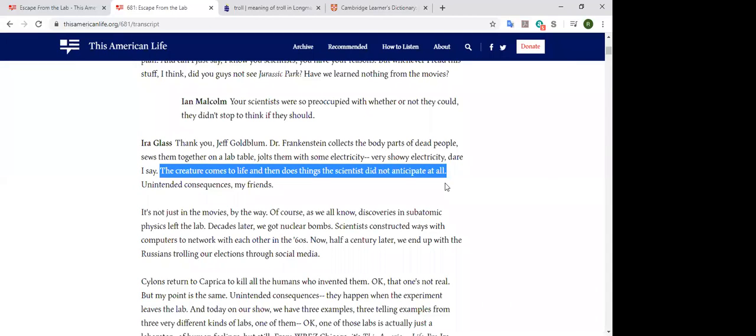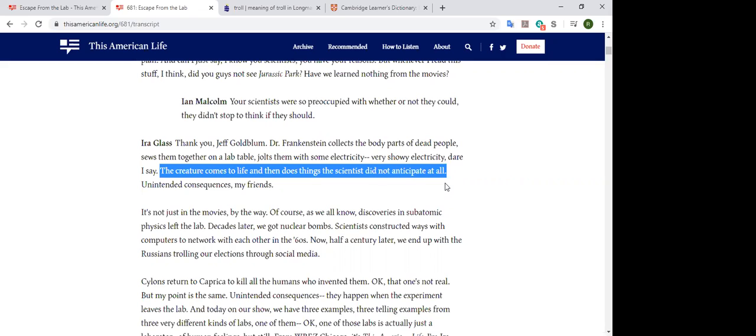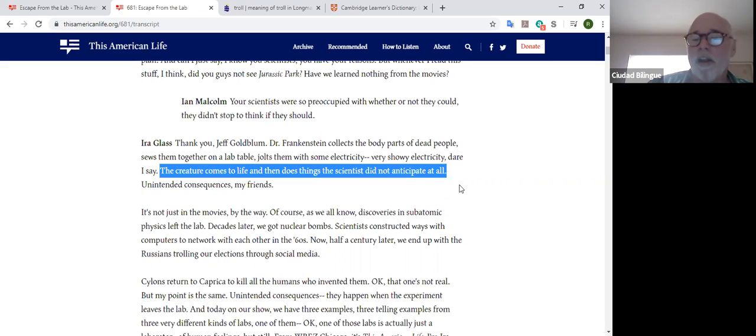Does the creature come to life and do things the scientists anticipated at all? Well, if you're going to say anticipated, then you can't say at all. There's a reason I left that off, because at all goes with did not. For example, at the party, I did not speak at all. It emphasizes the point that I did not speak. It means I did not say one word.